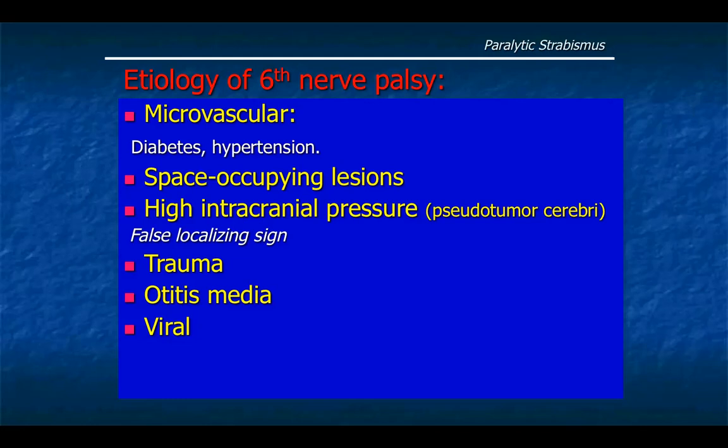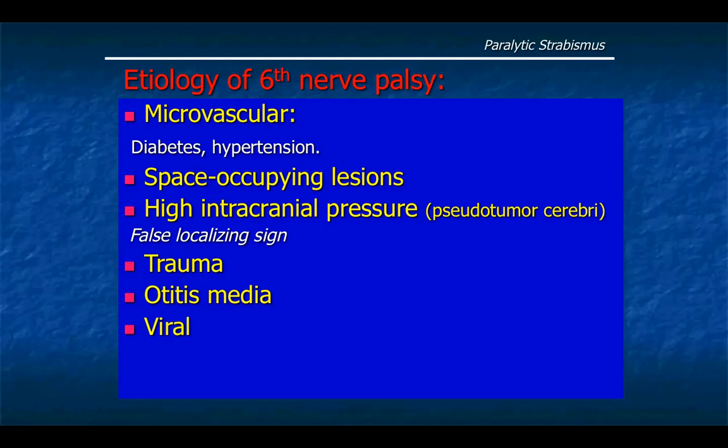intracranial hypertension. And this is a false localizing sign because in cases of high intracranial pressure with no space-occupying lesion, just high intracranial pressure, the brainstem is pulled down. And this causes stretch and compression of the sixth nerve as it crosses the sharp edge of the petrous part of the temporal bone, causing its affection. But actually there is no lesion, no tumor, no aneurysm compressing the sixth nerve. It's a false localizing sign because it does not truly localize a tumor.